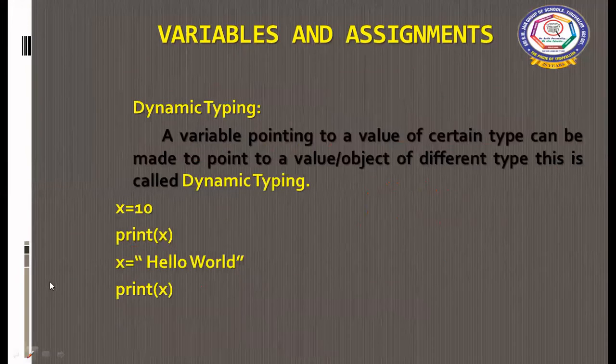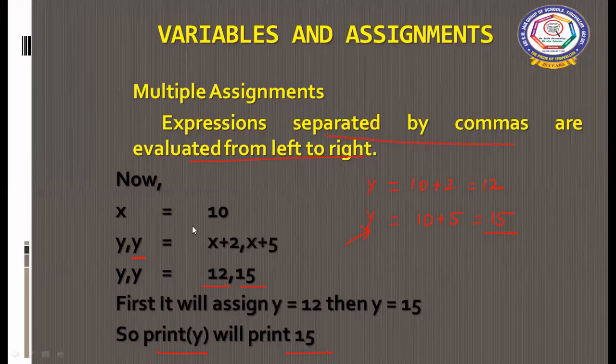Dynamic typing. A dynamic variable, that is a variable pointing to a value of certain type, can be made to point to a value or object of different type. This is called dynamic typing. In the previous case also we have seen, initially we made y point to 12 and after that we made the same y point to 15, which is nothing but dynamic typing.